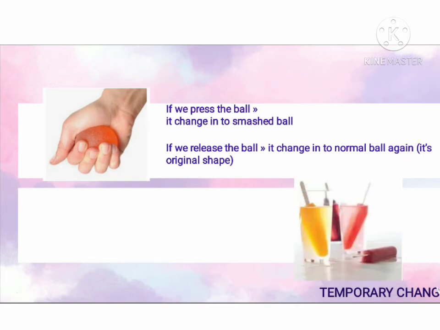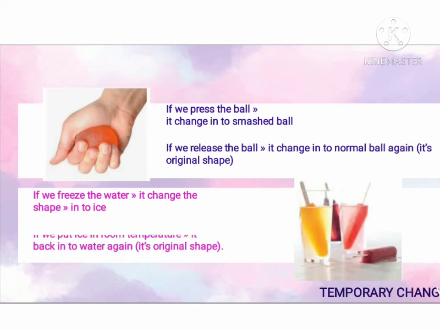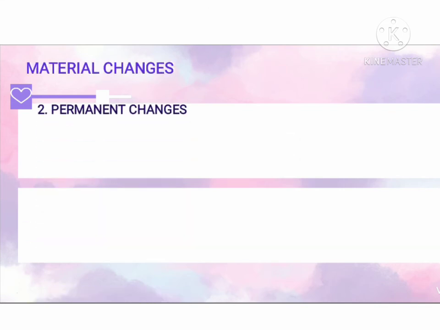And also, if we freeze the water, it changes the shape into ice. Once we put it in room temperature, it will go back to water again. So that is the example of temporary change. Now, what about the material change that is called permanent change?